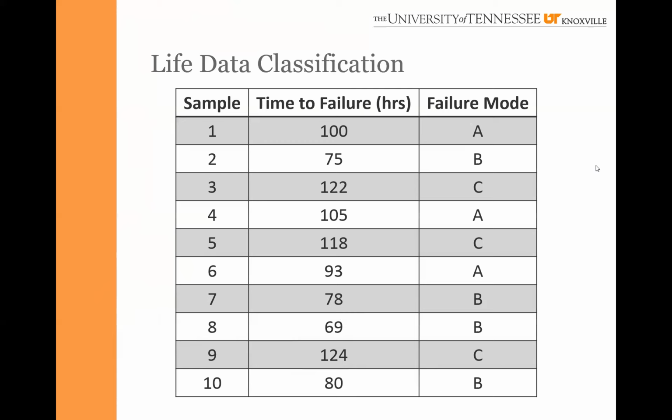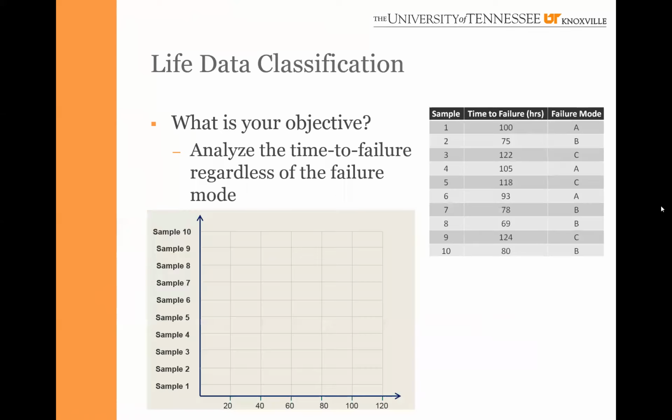How are these even relevant to us? So let's look at that. So we have 10 samples here, and I'm reporting the time to failure for each of these samples. So the first one fails in 100 hours, the second one fails in 75 hours, 122 hours, and so on. And they're maybe failing for different reasons. Maybe the first one is failing because of overheating. The next one is failing because of battery leak, right? The third one is failing because of loss of contact. Okay. So my objective is to analyze the time to failure, regardless of the failure modes.